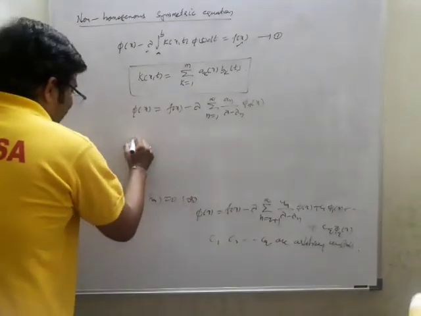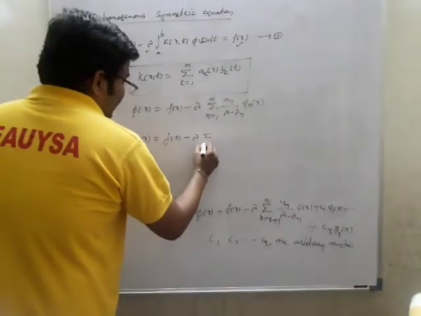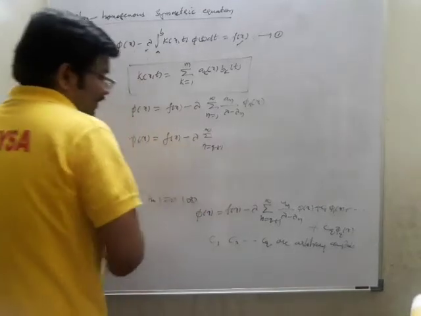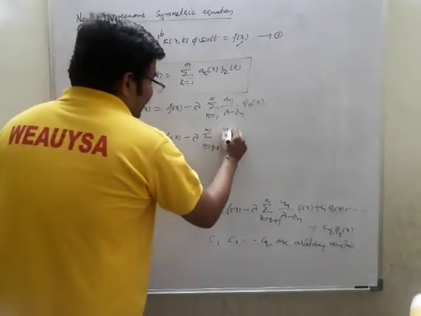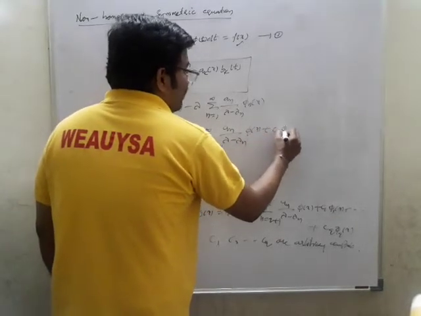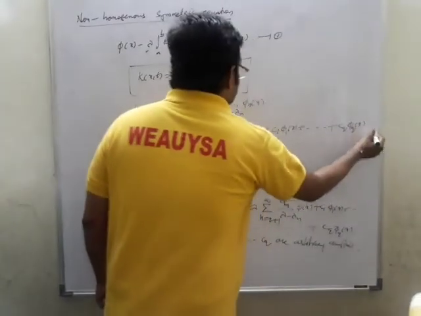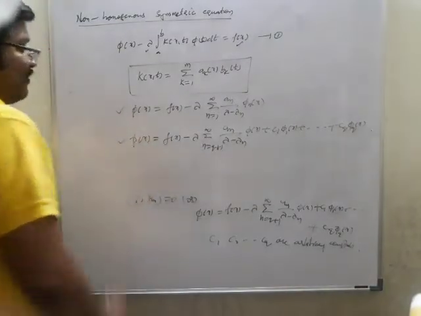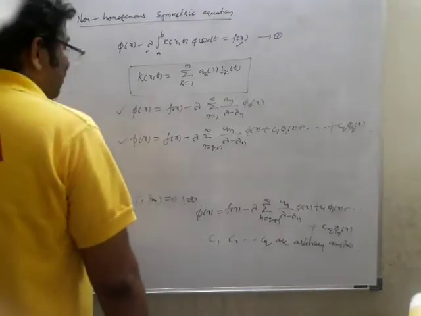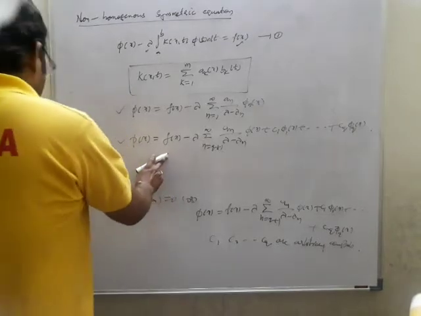The other one is phi of x equal to f of x minus lambda summation n equals q plus 1 to infinity a n by lambda minus lambda n phi n of x plus c1 phi 1 of x plus and so on plus cq phi q of x. This is another one. These are the two conditions you have to follow. These are two formulas, and these two formulas are nothing but the sum of the series on the right hand side member.